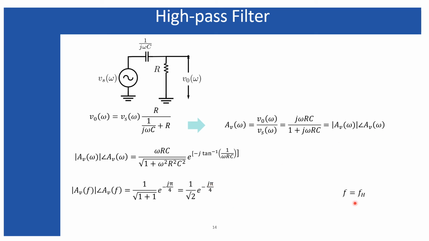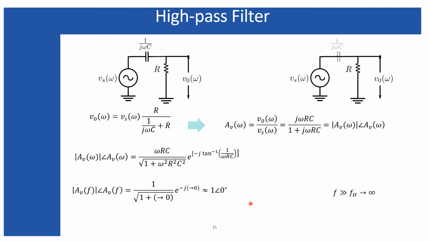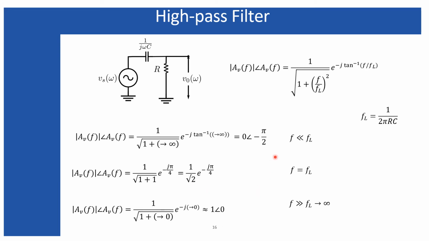At F equals FH, the situation is equivalent to the low pass filter because the magnitude attains 1 over root 2 and the phase angle attains minus 45 degrees. And when you approach a frequency very, very much greater than FH, so it goes to infinity, your output voltage goes to 1, or the gain goes to 1, and the phase angle goes to 0. So this is a summary for the high pass filter.